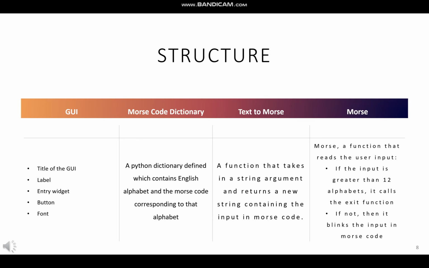The structure of the code is divided into four parts. First is the GUI, which consists of the title, a label, an entry widget, a button, and the font defined. Then is a Morse code dictionary, which is a Python dictionary containing the English alphabet and the Morse code corresponding to each letter. Then is a new function called text to Morse, which takes in a string argument and returns a new string containing the input in Morse code. Then is the function Morse, which reads the user input. If the input is greater than 12 alphabets, it calls the exit function. If not, it blinks the input in Morse code using the LED.